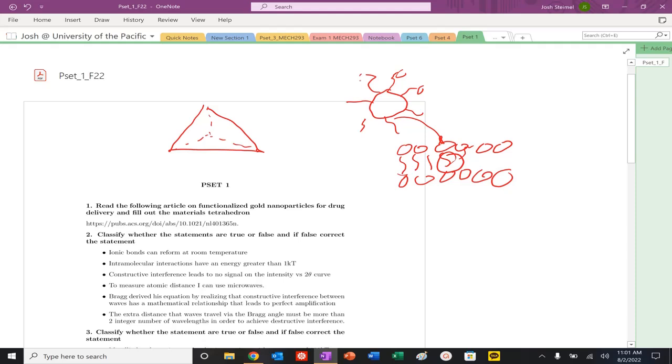So in that article, the four corners of our tetrahedron are structure, properties, performance, and processing. Structure, performance, processing, and then properties. So, performance, properties, processing, structure. So how can we basically fill out our materials tetrahedron?